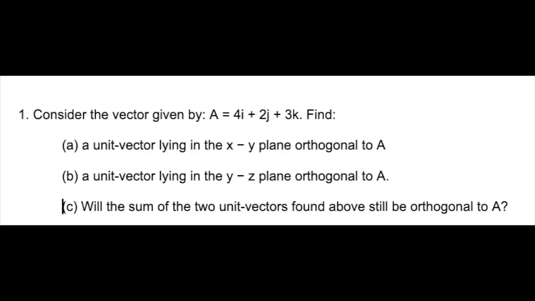Consider the vector given by a equals 4i plus 2j plus 3k. Find a unit vector lying in the xy plane orthogonal to a. Find a unit vector lying in the yz plane which is also orthogonal to a. And will the sum of the two unit vectors found above still be orthogonal to a?